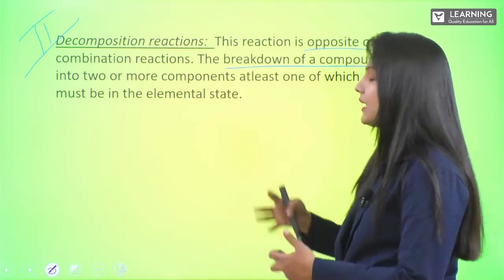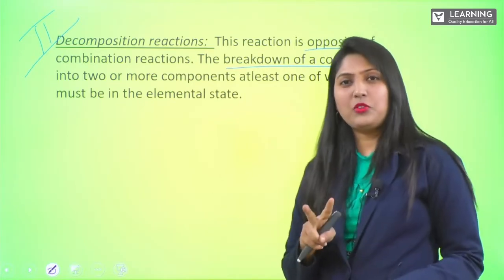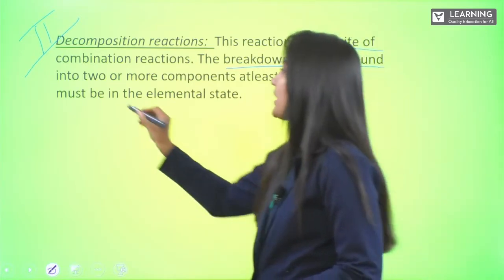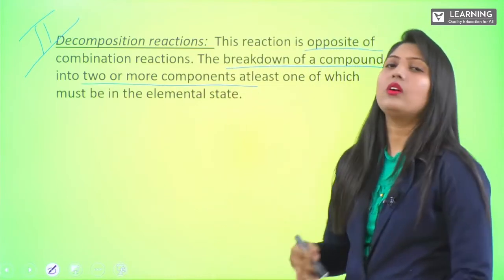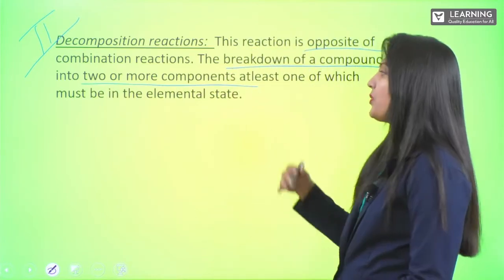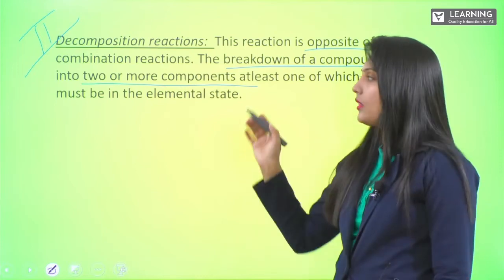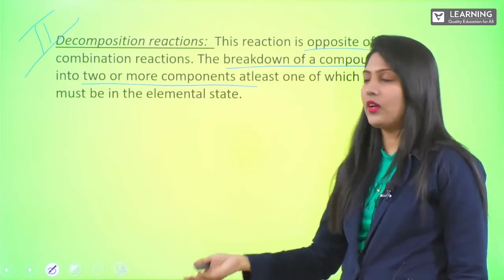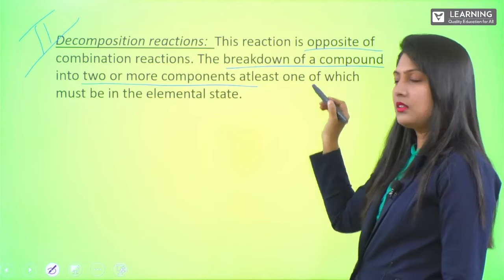Because when the breaking happens, at least you should have two pieces, right? So we should take two or more components or two or more compounds which are formed. Those two or more compounds should be different ones, not the same one, okay?